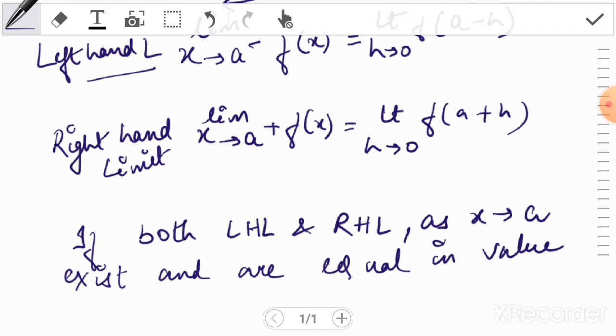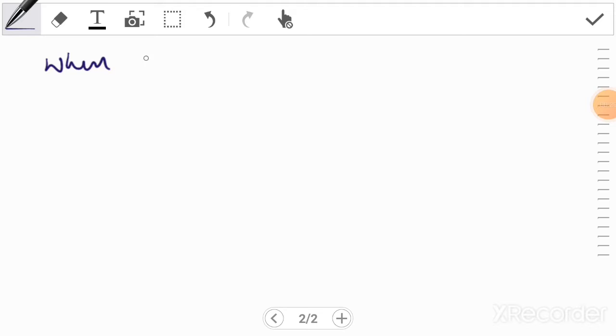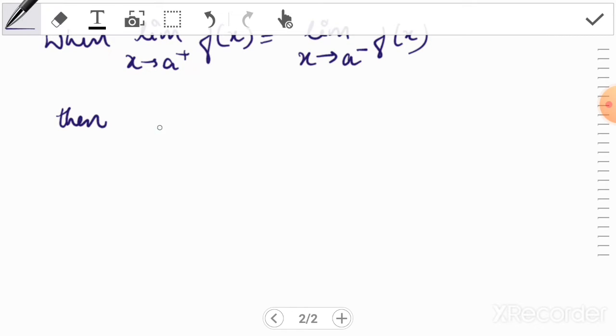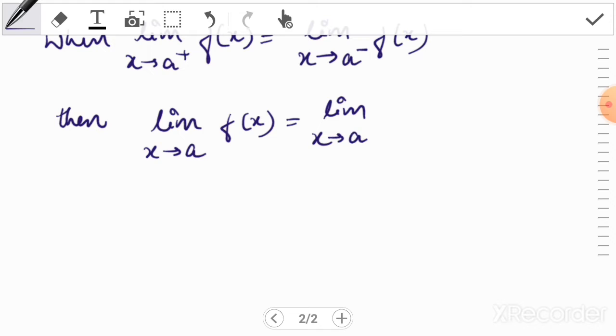Okay. So we can write this as, when limit x tends to a plus f(x) is equal to limit x tends to a minus f(x), or right hand limit is equal to left hand limit, then limit x tends to a f(x) is equal to limit x tends to a plus f(x) is equal to limit x tends to a minus f(x).